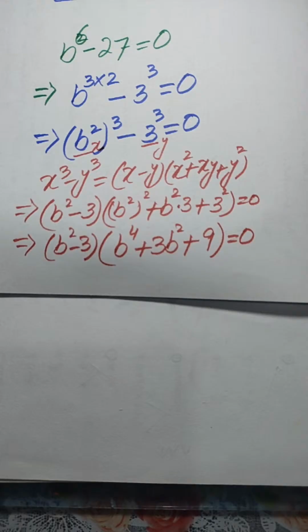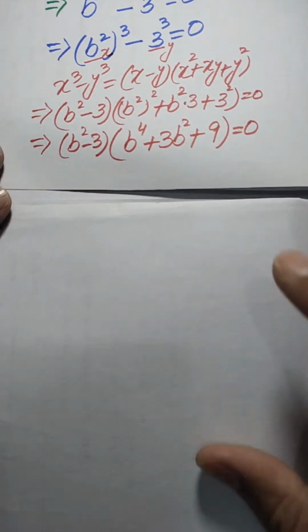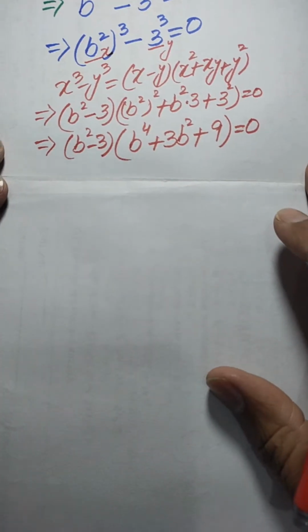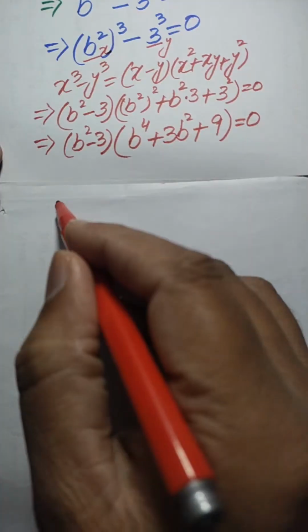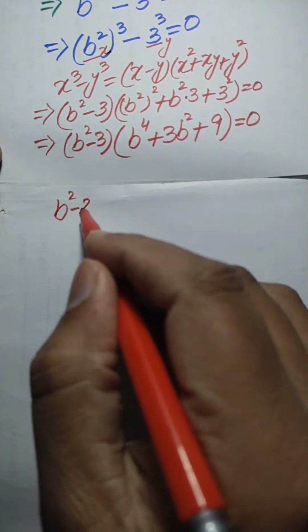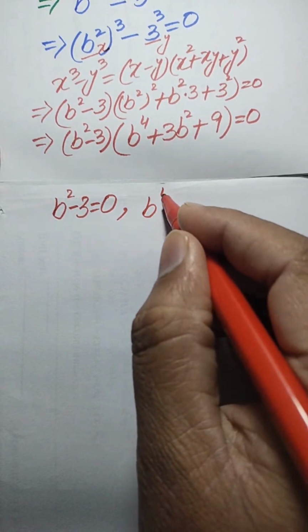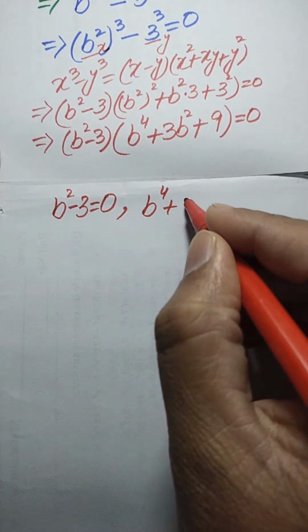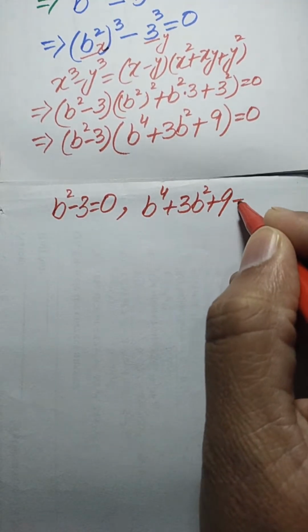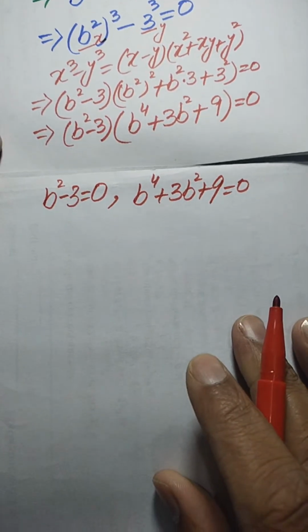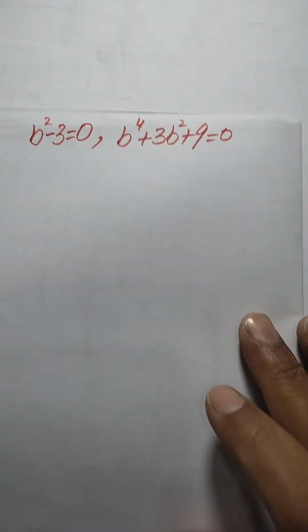And further in the next step, here we just break this equation into two cases. Our first case is we write b square minus 3 equals 0, and the second case is we write b to the power of 4 plus 3b square plus 9 equals 0. And here we need to focus on the first case.